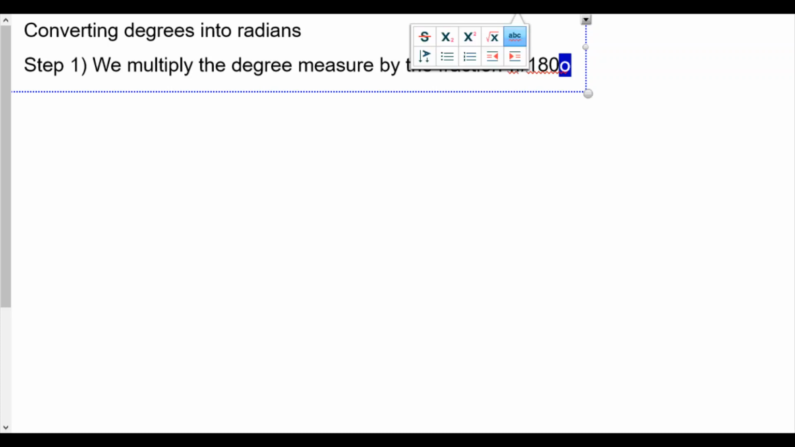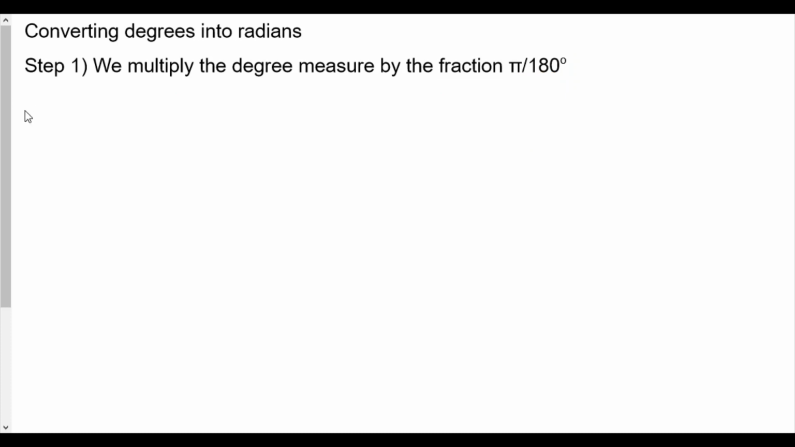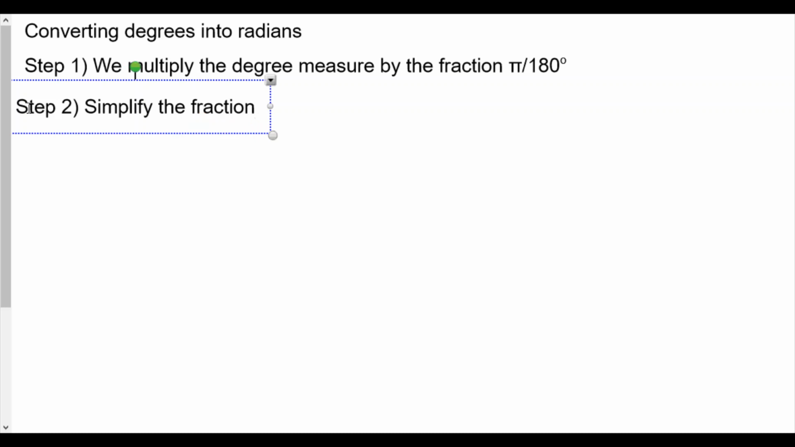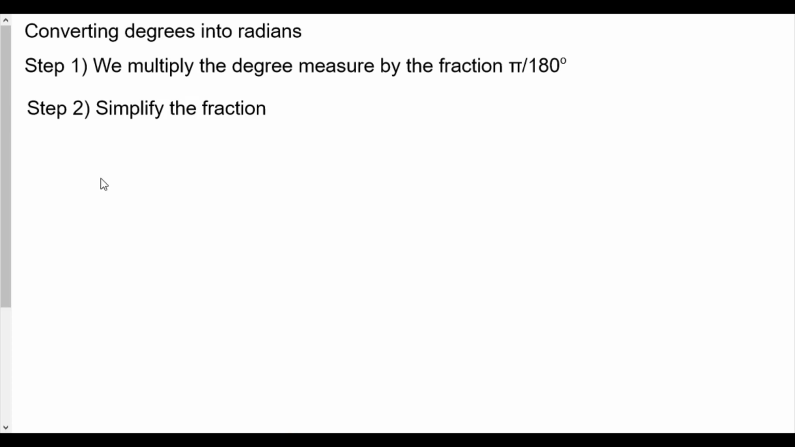There you go. So that's really what it is. Step 2 is just simplify the fraction. So that's what it comes down to. Really what we're doing is taking our angle measure and multiplying the degree measure by a fraction of pi over 180.